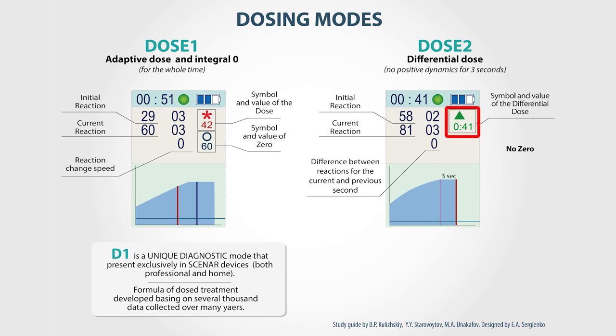In this mode, the symbol of dose is the green triangle. We can also see the value of reaction when it was reached and the vertical line on the graph that indicates it. Please note that there is no zero in this mode. This dosing mode is present in all our devices, including the home models.